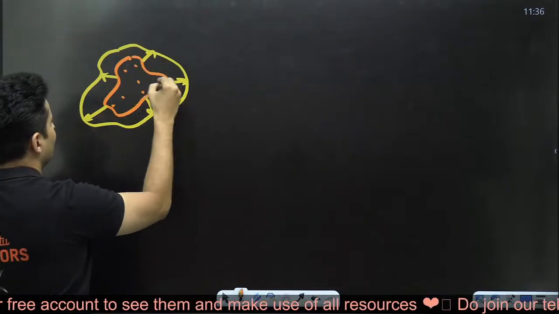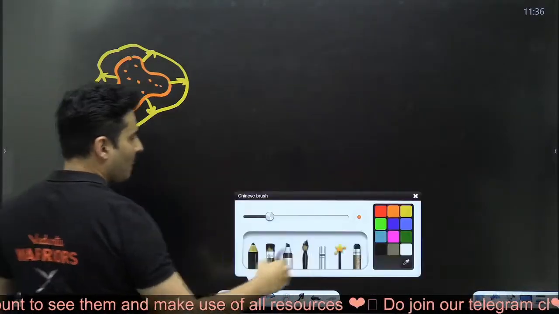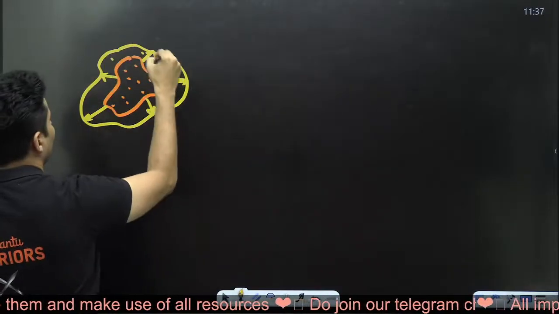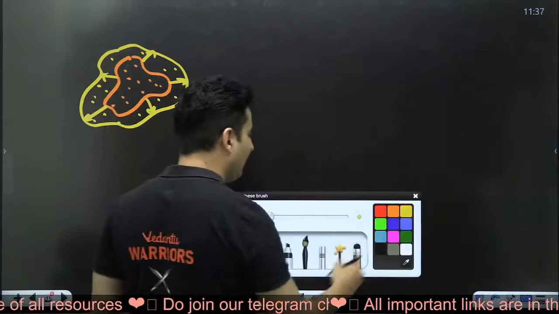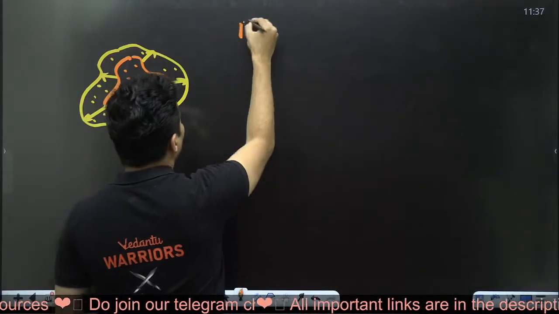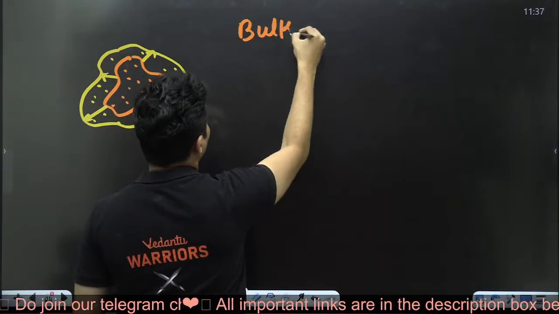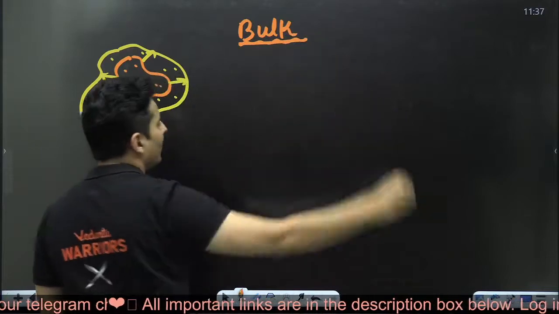So this was a liquid or this was a gas. Suddenly the pressure was changed, because of which it expanded, let's say. That behavior is called bulk deformation, bulk behavior.